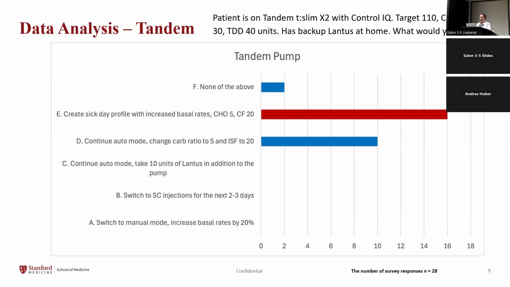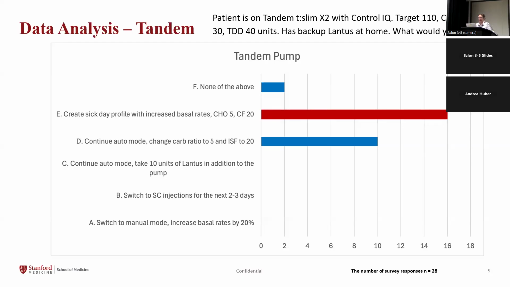So the first being Tandem. Keep in mind that every pump, because of the way it operates, we tweaked the options that we gave the providers. So for Tandem, A was switch to manual mode, increase basal rates by 20%. B was switch to subcutaneous injections for the next 2 to 3 days. C was continue auto mode, take 10 units of Lantus in addition to the pump. D was continue auto mode and change carb ratio and ISF factor to a tighter value. And E was create a sick day profile with increasing basal rates and the carb ratio and correction factor again to a tighter value. And F was none of the above.